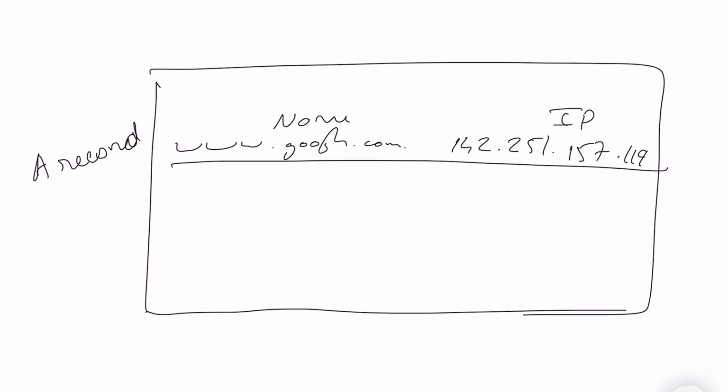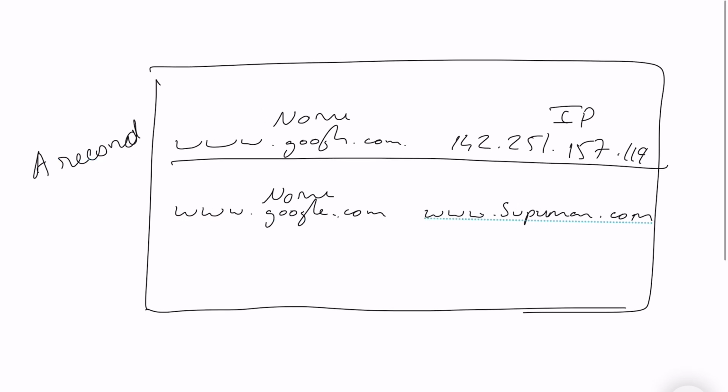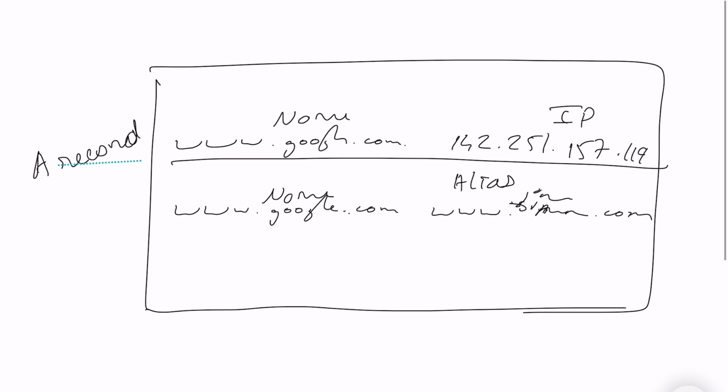Any record which is like this, let's say www.google.com pointing to another name, let's say www.superman.com. This kind of a record which is pointing from name to name, or an alias name, is called a CNAME record.